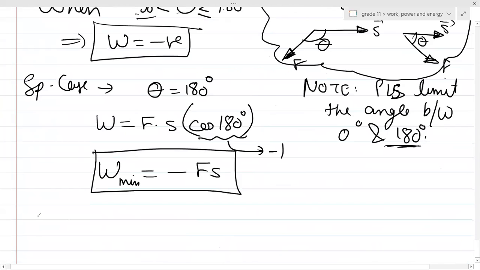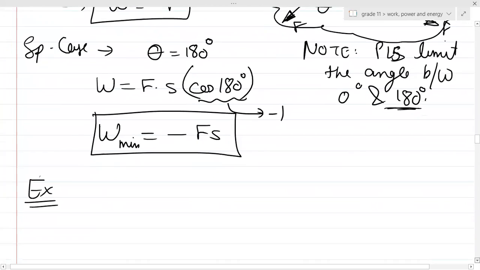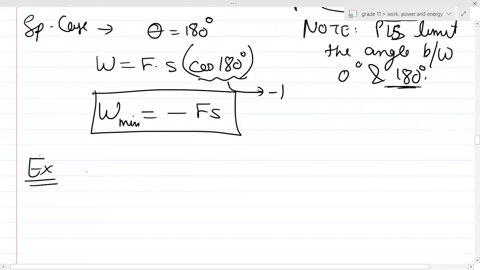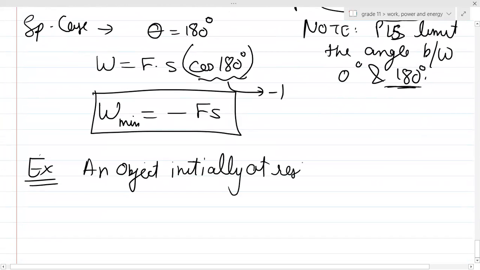Can anyone give me an example? For example, suppose I'm giving you a question only. An object initially at rest is placed on a rough horizontal floor.